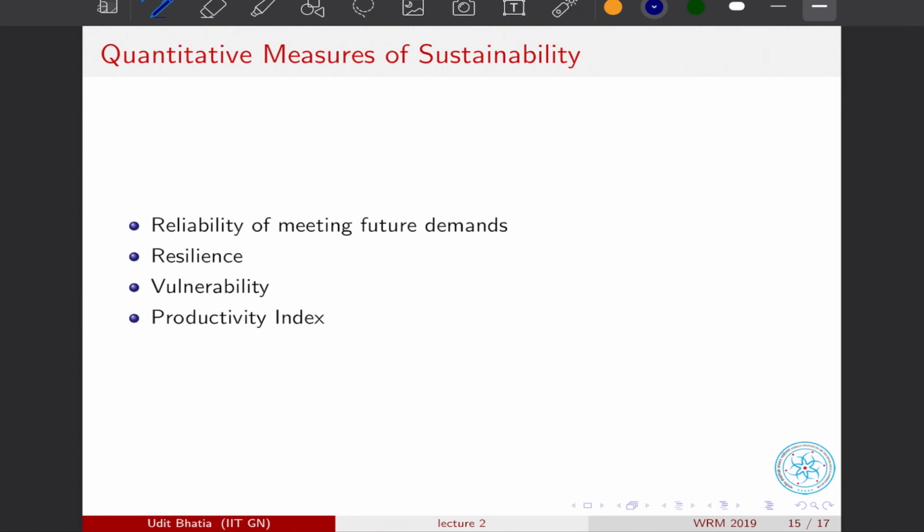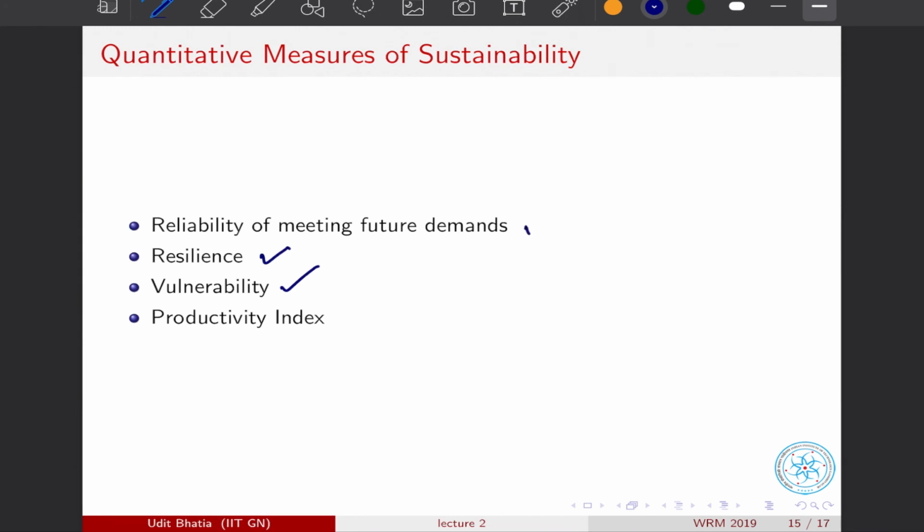And some of the quantitative measures of resilience include how vulnerable we are. What is the resilience of our systems now, 10 years later, 30 years later, and towards the end of the design life? And finally, what is the reliability of meeting future demands? We have designed a system which is able to make everybody happy and prosperous today, but are we going to have the same status after 30 years, 40 years, or are we going to soak up the entire groundwater and hence end up with nothing after a certain period of time?